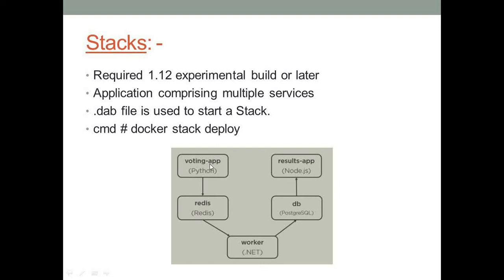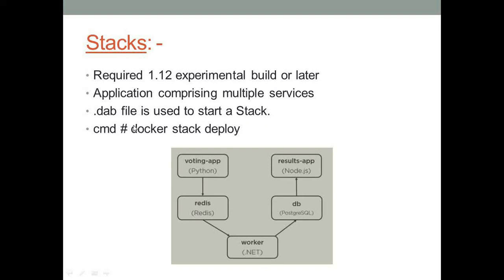So there should be more than one Python application, more than one Redis, more than one worker, and all of these 5 components have multiple instances, or we can say services. So the group of these services is called a stack. To make a stack we need to run this command, docker stack deploy, and it has a .dab file that is going to be used to start the stack.